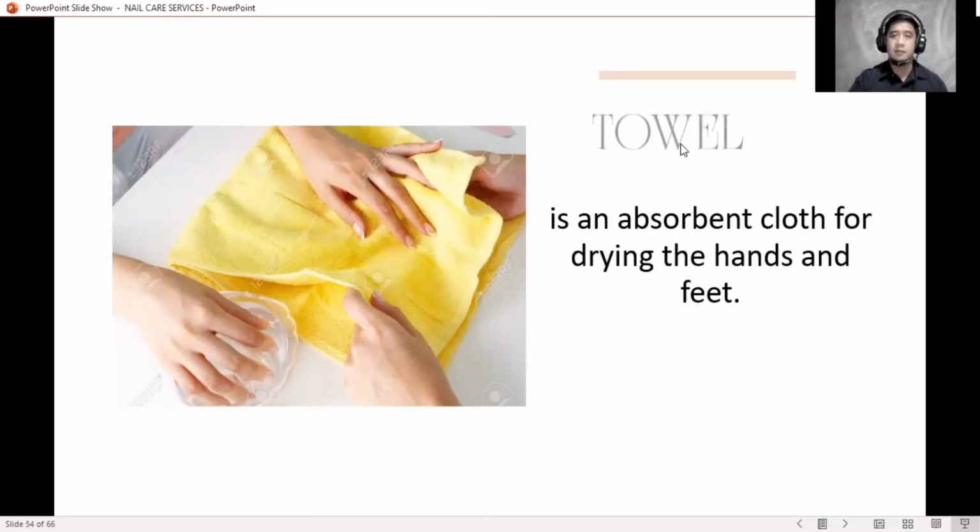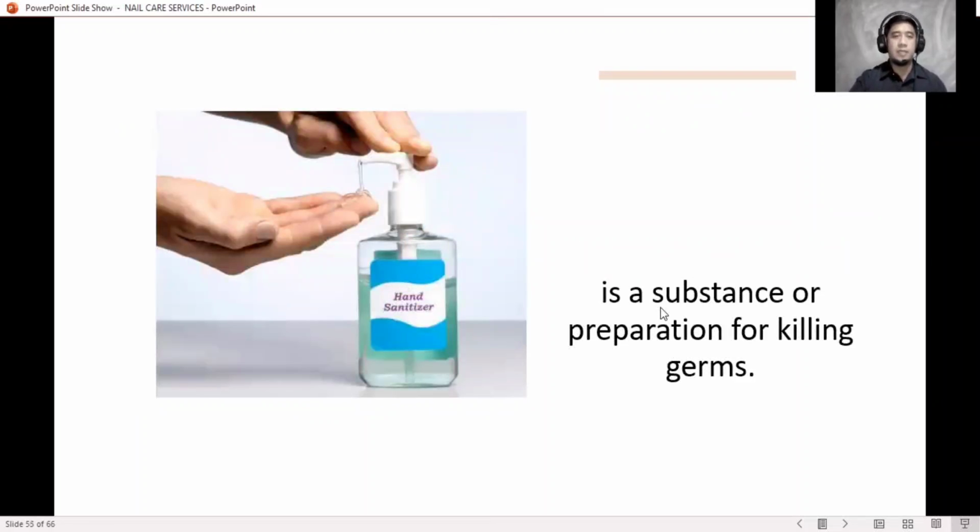Next, it is an absorbent cloth for drying the hands and feet. Okay, so this one we call it towel because we use that for both hands and feet. The next one is a substance for preparation for killing germs. Okay, so we call it wet sanitizer.